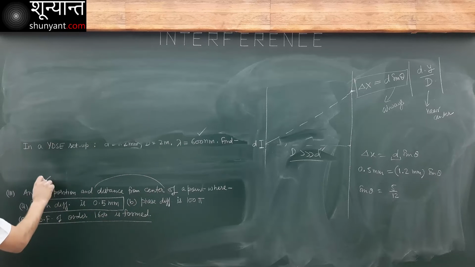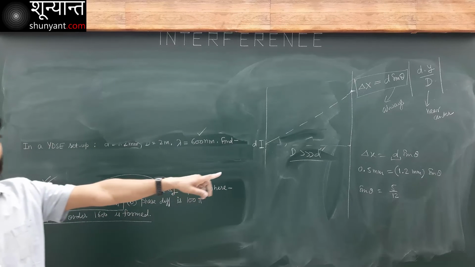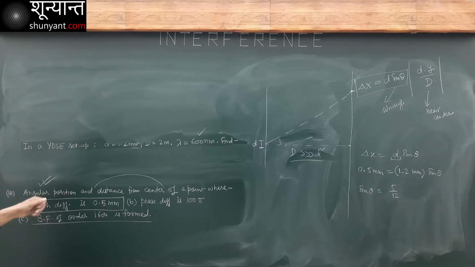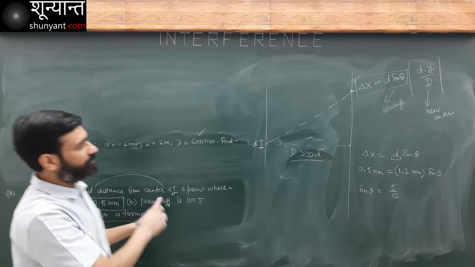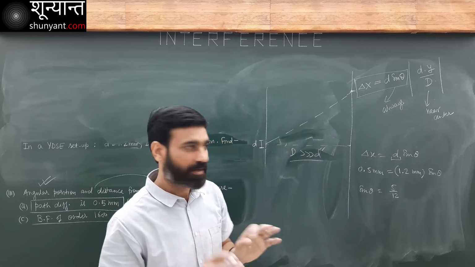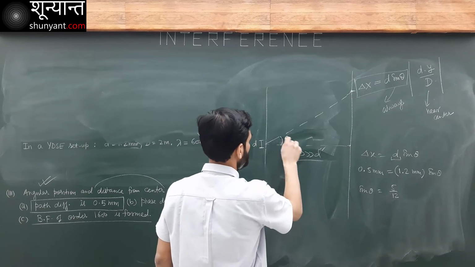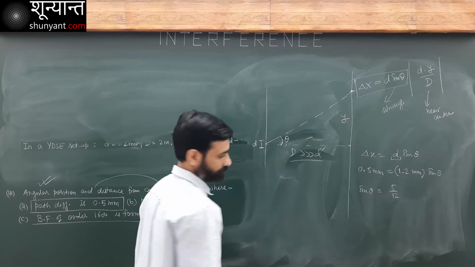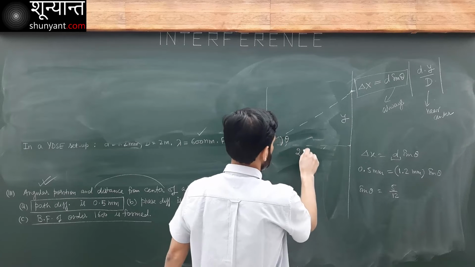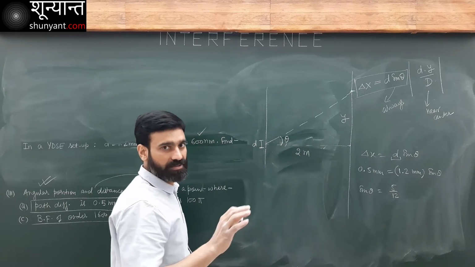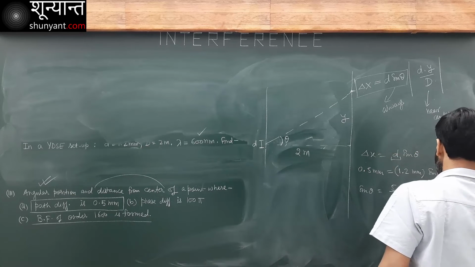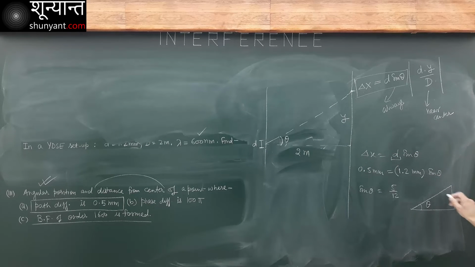If I cannot apply this, then how do I find its distance from the center? We already got that sin theta is going to be 5 over 12. How do I find this distance from the center? If I cannot apply this, then I have to apply simple trigonometry. This is theta, and this is y. Sin theta is 5 over 12, and this is 2 meters. So in some triangle, if this angle is theta, then this side will be 5 and the hypotenuse will be 12.